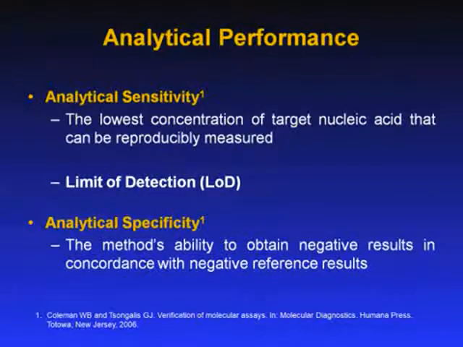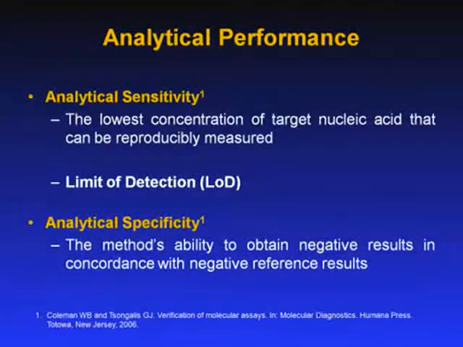The next concept I want to discuss is the analytical performance of a nucleic acid recognition device, which is assessed via sensitivity and specificity. Analytical sensitivity is defined as the lowest concentration of target nucleic acid that can be reproducibly measured. Another name for analytical sensitivity, which you will hear very commonly, is limit of detection, or LOD.